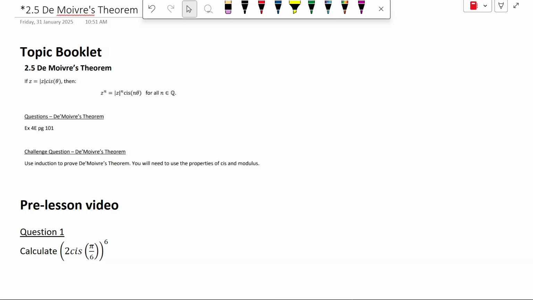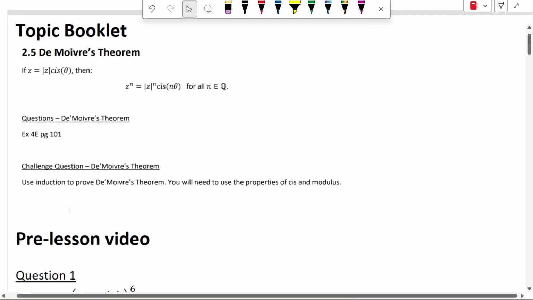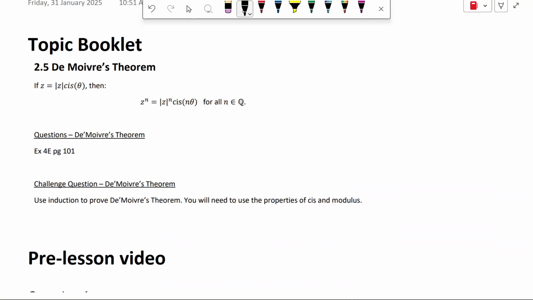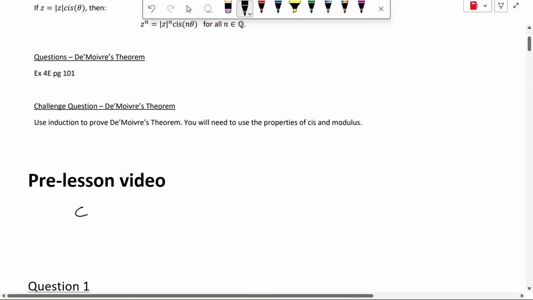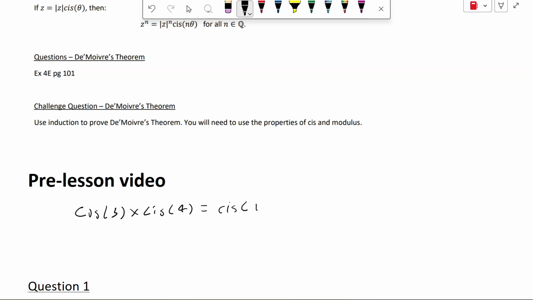Alrighty, in this video we're looking at De Moivre's theorem. So this is about powers of complex numbers. Now we may remember some rules of cis, like cis of 3 times cis of 4 would just be adding those numbers together. And you can sort of imagine what happens if you did cis of 3 times cis of 3, well, you would get cis of 6, because I would be adding them together.